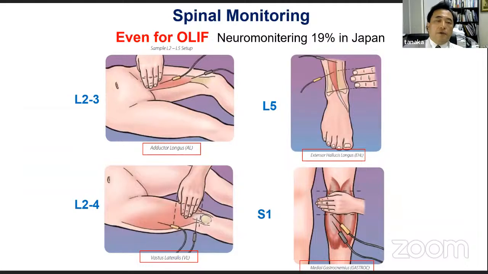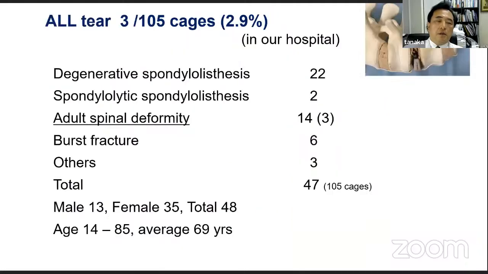For OLIF, usually neuromonitoring is not necessary, but in our hospital, we always perform neuromonitoring, even for OLIF technique. Another problem is anterior longitudinal ligament tear. This is relatively common. In our hospital, we experience about 3% of ligament injury.